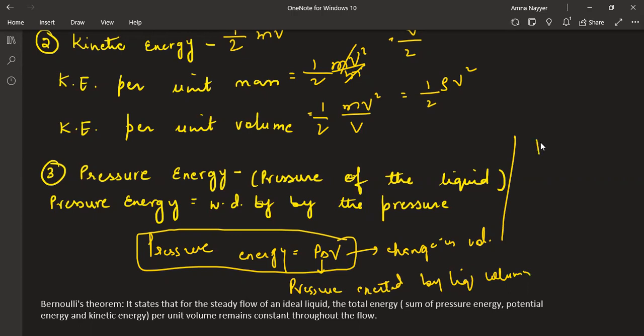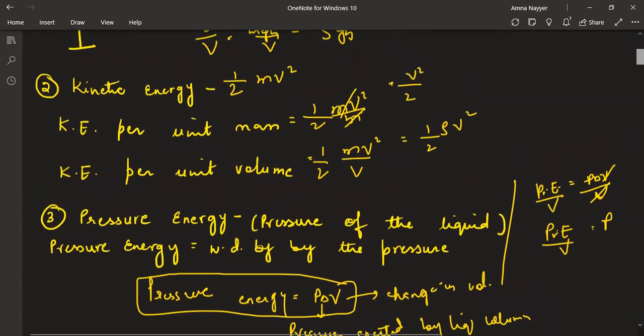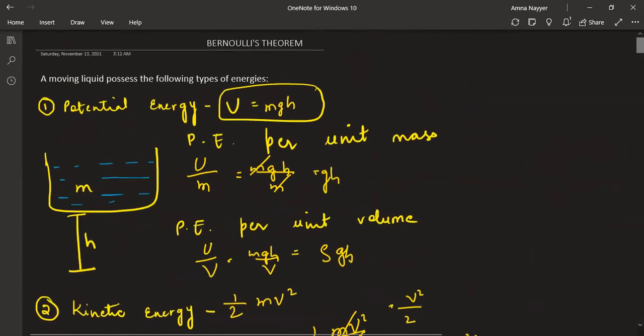One more thing, class: if you divide pressure energy by volume, you will get P delta V by delta V. That is, pressure energy per unit volume is P only. Remember, this is not potential energy. This is pressure energy. You can put an R also here to differentiate. So these are the three types of energy that we relate with Bernoulli's theorem. First, note down all of these. Then we are going to conserve all of these energies in Bernoulli's theorem.